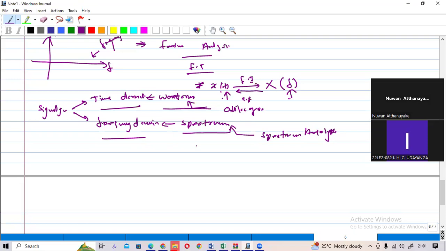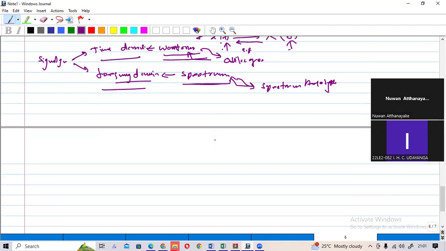Time domain we normally refer to as waveform. Frequency domain we normally refer to as spectrum. You need to check the waveform using an oscilloscope, and you need to check the spectrum using a spectrum analyzer.